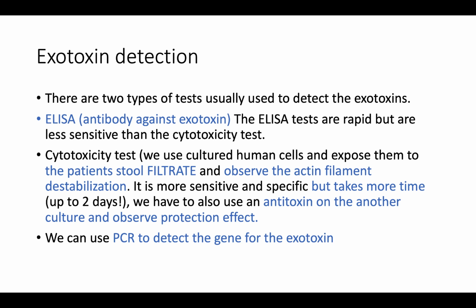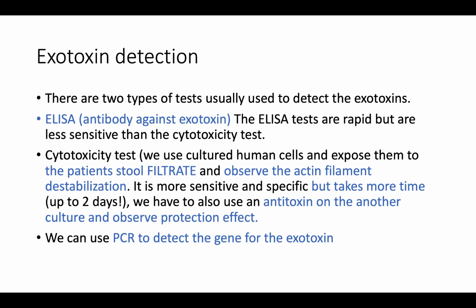For the cytotoxicity test, we use cultured human cells, and then we expose them to the filtrate, and then we see if there is destabilization of the actin filament, which means the toxin is present. This is more sensitive and even more specific, but it can take time because you need to grow the cells, then expose them, and then observe. It takes about 2 to 3 days to do this. So you usually go for the ELISA. If you get your answer, good. If you don't, you still have a clinical picture.